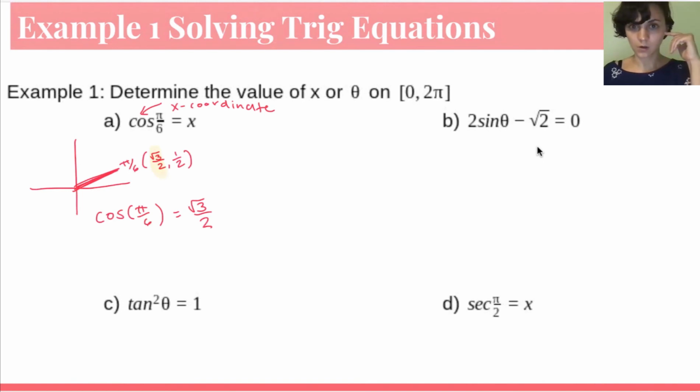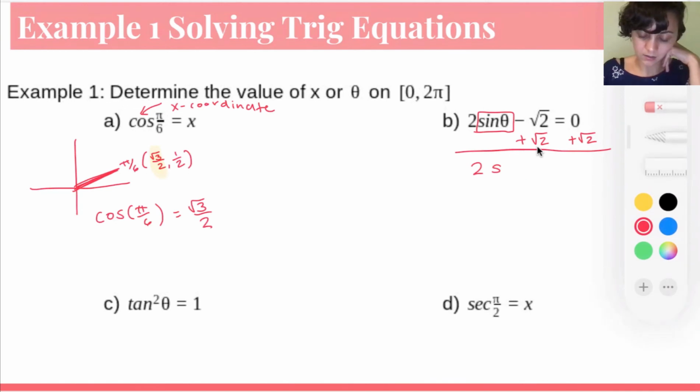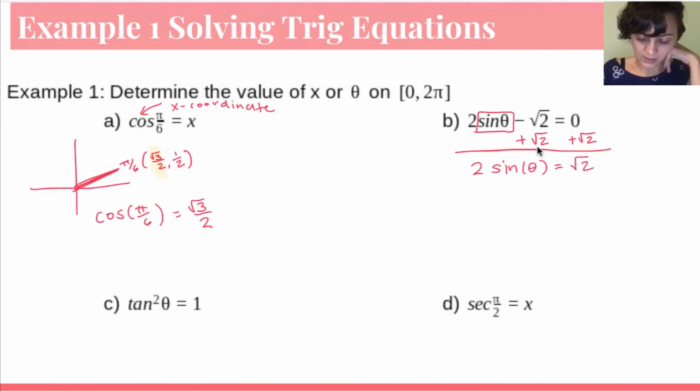And so part B, this might look like a little bit of a mess, but really what we have to do is try to get this trig function by itself. Just like in A, where I had cosine of pi over 6 equals x, I want to get the trig value by itself. So I'm going to do some algebra. I started off by adding square root of 2 to both sides, and then I'll divide by 2 to get sine of theta equals square root of 2 over 2.